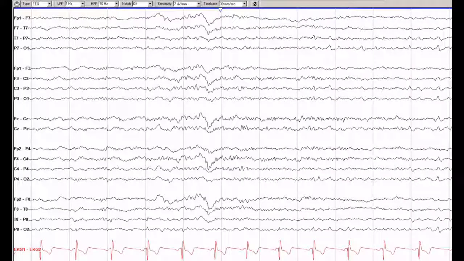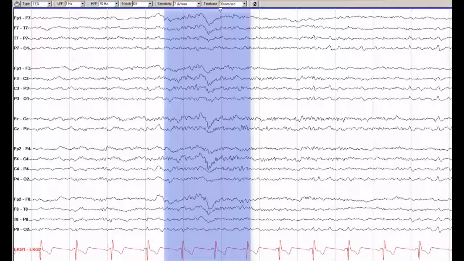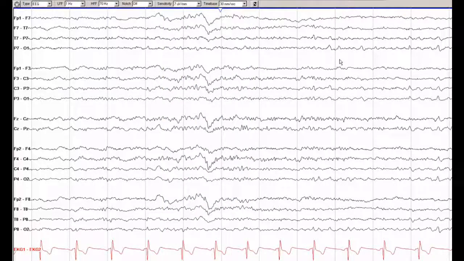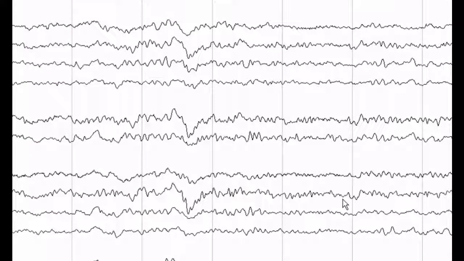I have returned to our first patient to demonstrate the next sleep transient that is important to recognize. Again, focus your attention to the center of this screen. Here, you can see a relatively high voltage, relatively broadly contoured, long duration waveform that is frontal and central maximal with a relatively diffuse field.